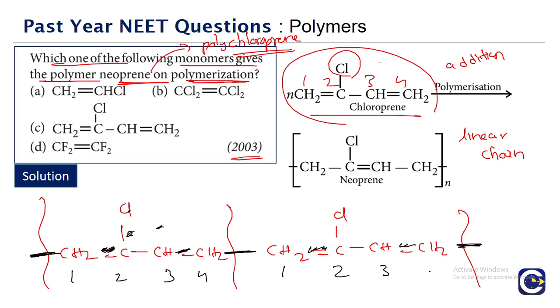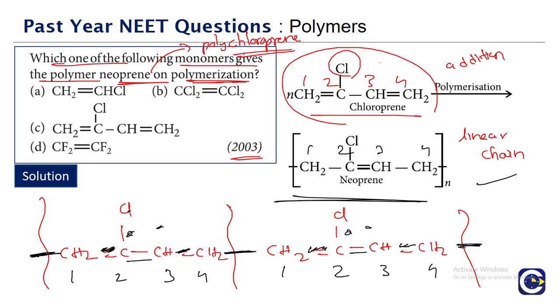Same in each repeating unit, right? Carbon 2 and carbon 3 will be one valency short. They will form the additional bond. So the repeating unit will be what? Will have chlorine as it is on the second carbon, but the double bond will be between carbon 2 and carbon 3. In fact, they have asked questions on the structure of the neoprene also.